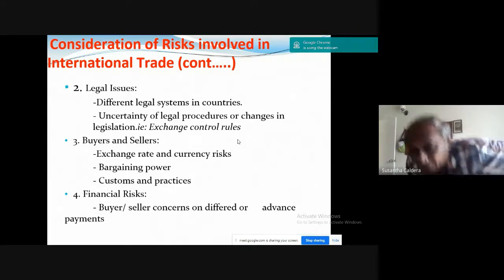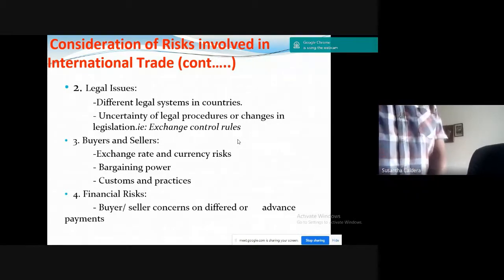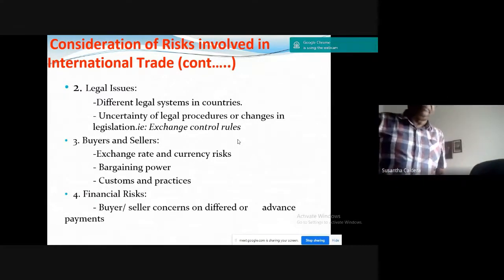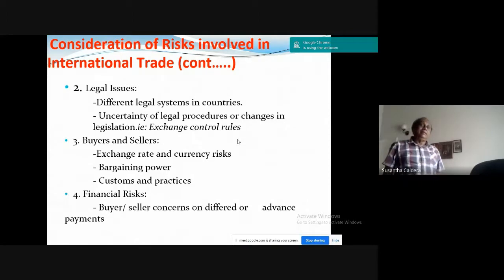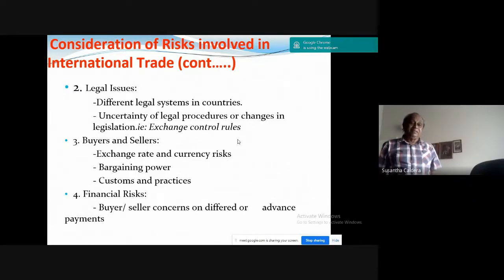Normally a buyer wants deferred payment or advance payment? Tell me, deferred payment. Right? The seller, on the other hand, wants to have advance payment. They prefer advance payment, instant payment.